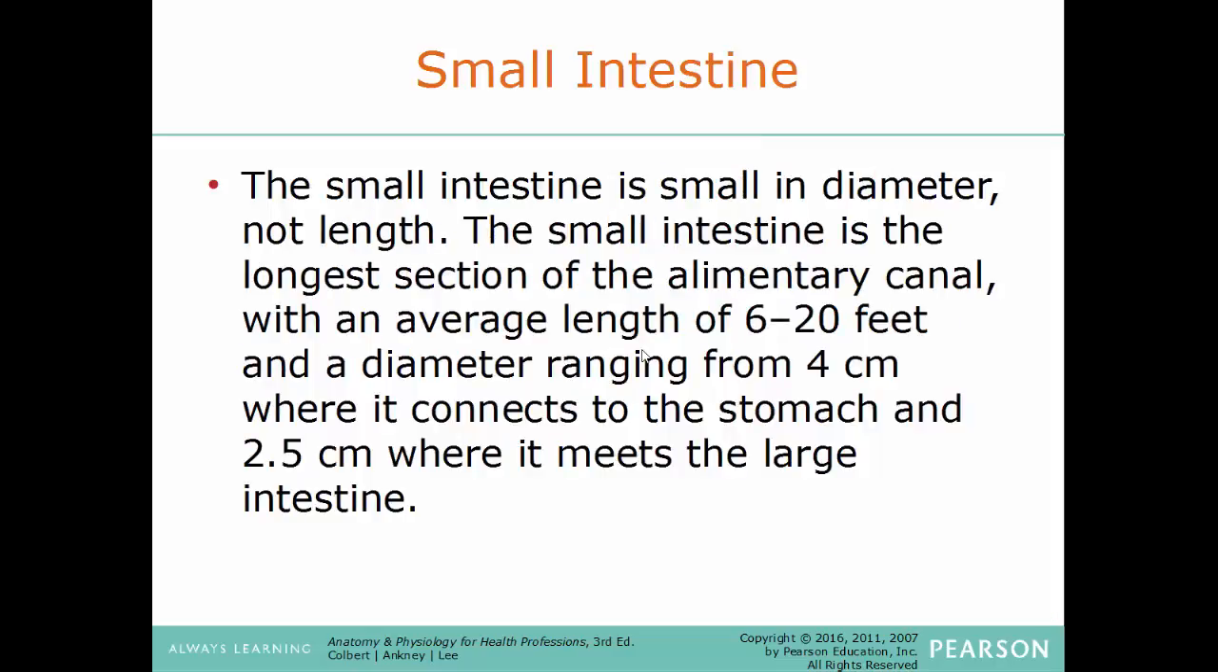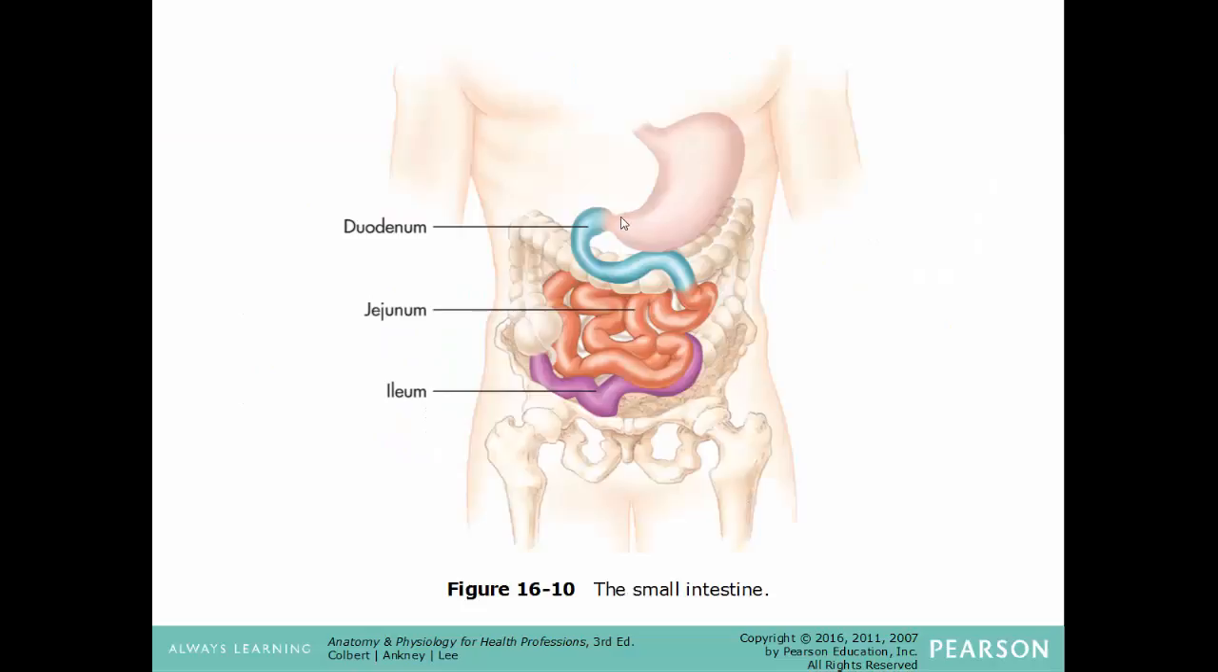Now, the small intestine may be small in diameter, but not in length at all. This is the longest section of the alimentary canal, with an average length of about 20 feet, and the diameter will range depending on what it connects to. It can be 2.5 centimeters where it meets the large intestine, and it can be about 4 centimeters where it meets the stomach. Here's the stomach here. At the first part, the duodenum, that leads to the jejunum. And the last part will be the ileum. And this part will attach to the large intestine.